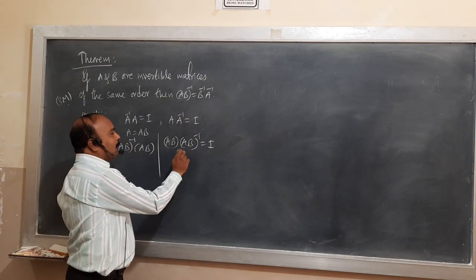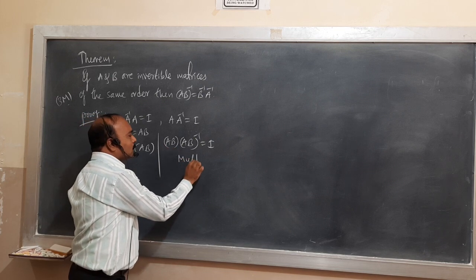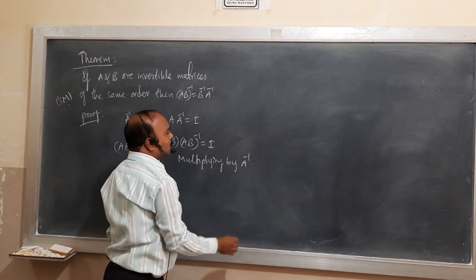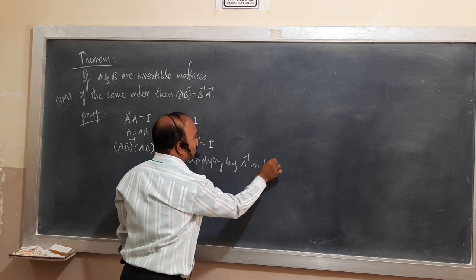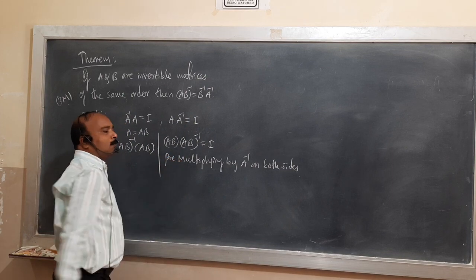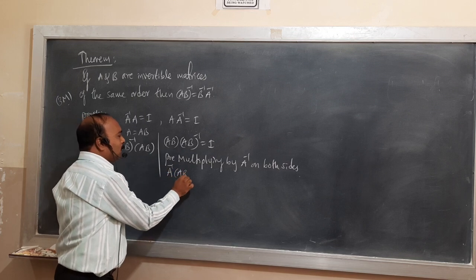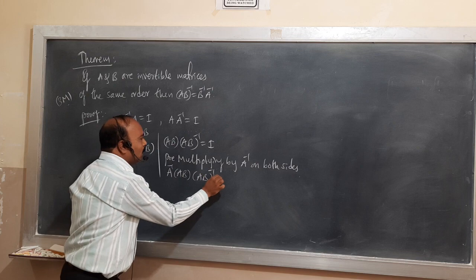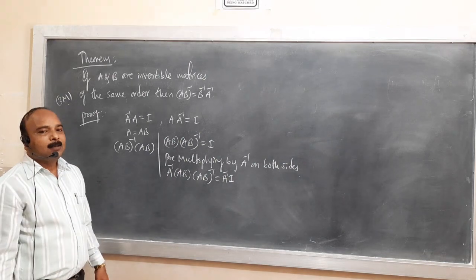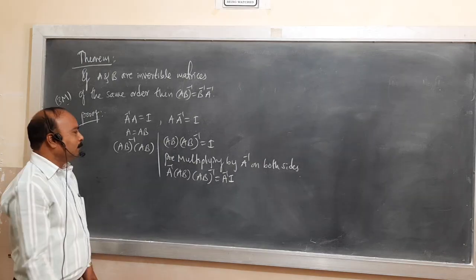Now I am multiplying on the left side by A inverse on both sides. That is called pre-multiplying on both sides. Then we get A inverse into AB into (AB) inverse equal to A inverse into I. This is called pre-multiplication of A inverse on both sides. Then we apply the properties of multiplication of matrices.